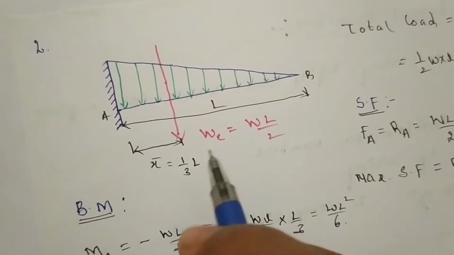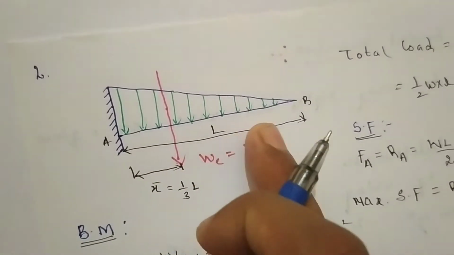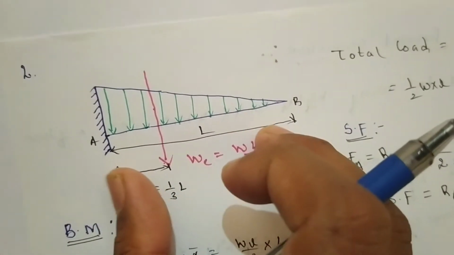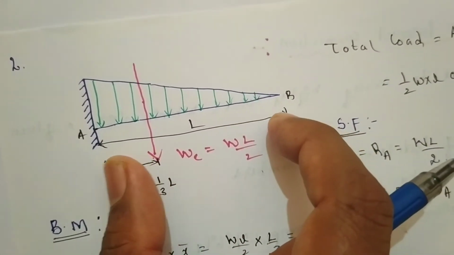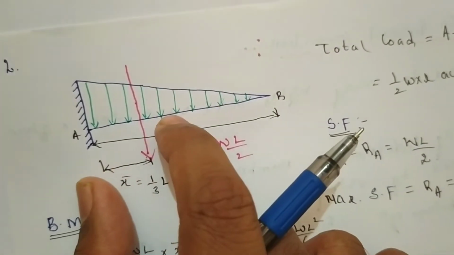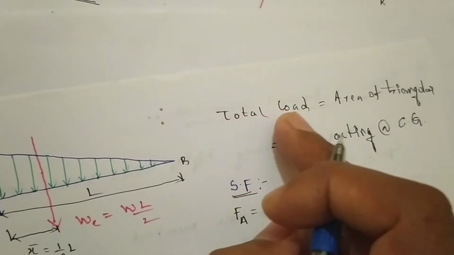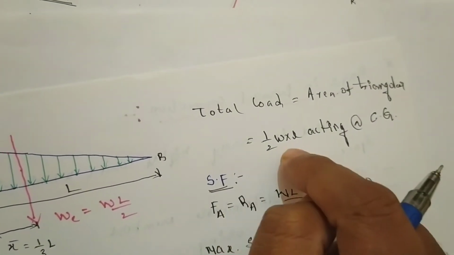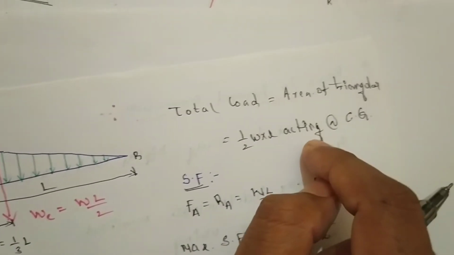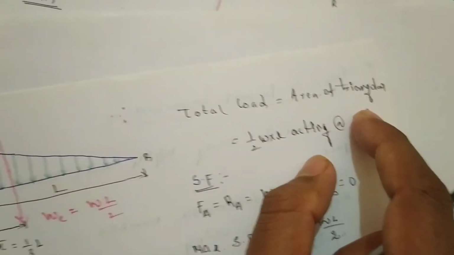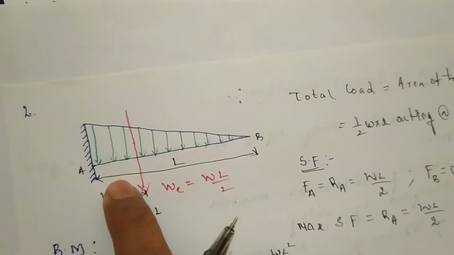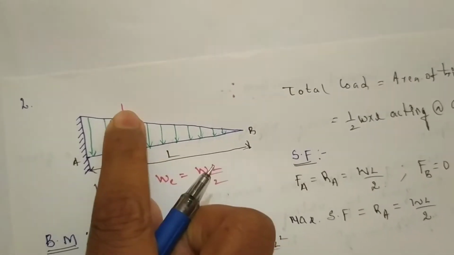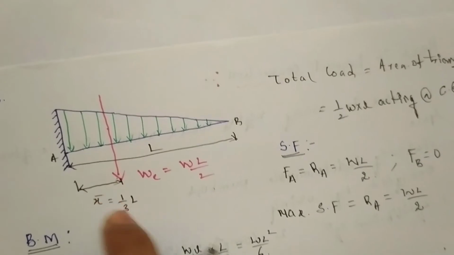Friends, next is a cantilever beam with a uniformly varying load. The uniformly varying load is converted into a point load. The total load equals the area of the triangle, half into base into height, and it acts at the centroid. The centroid is at 1/3 of the total length from the fixed point.